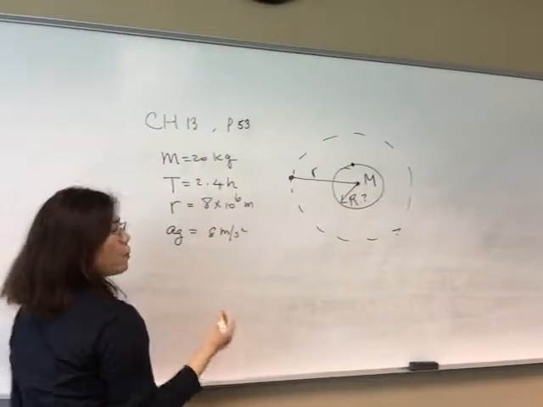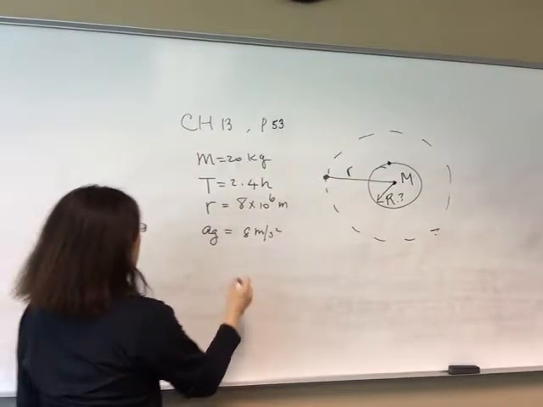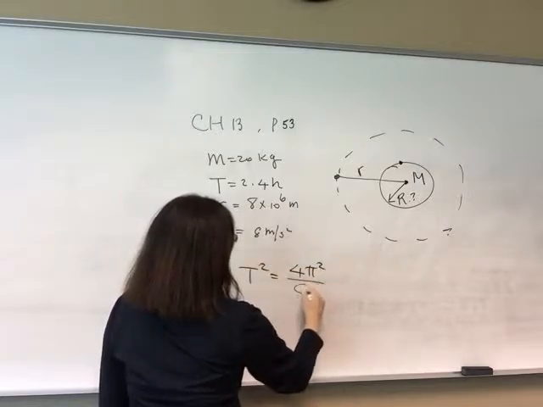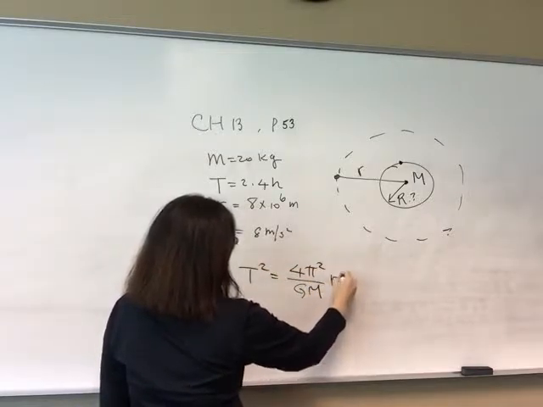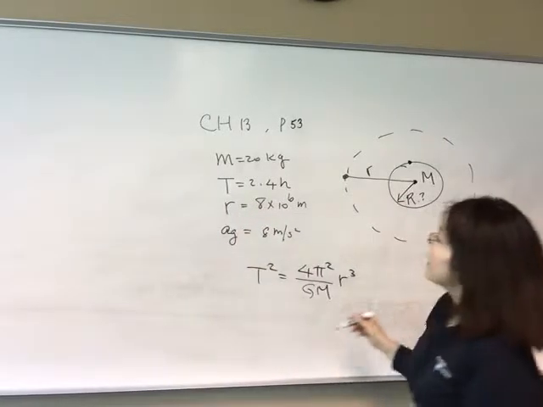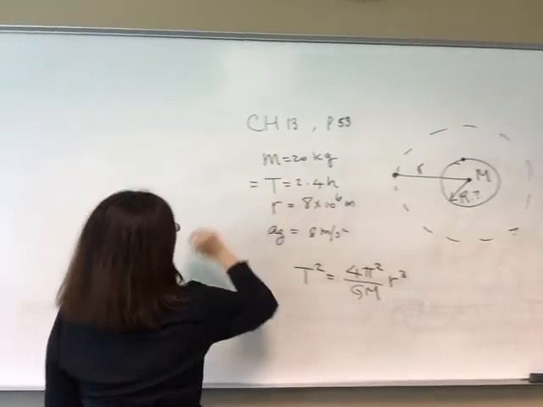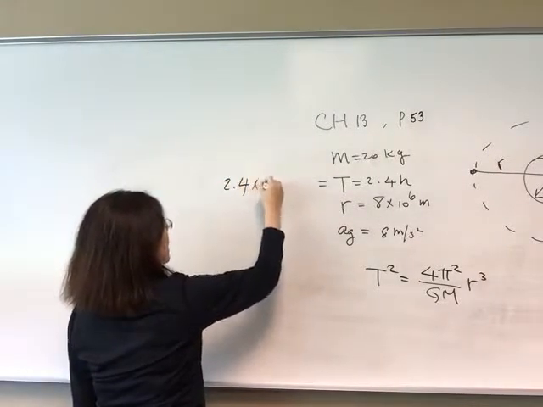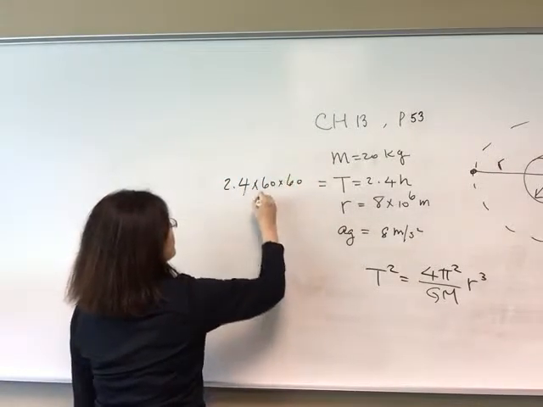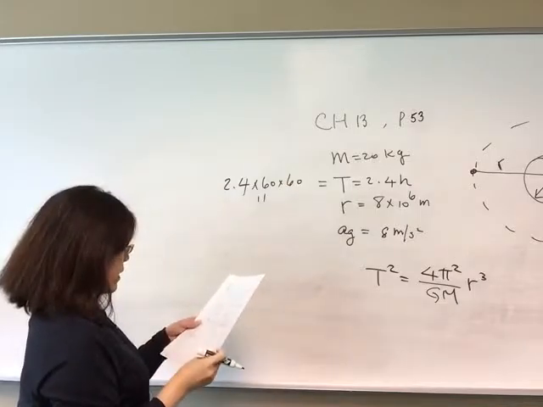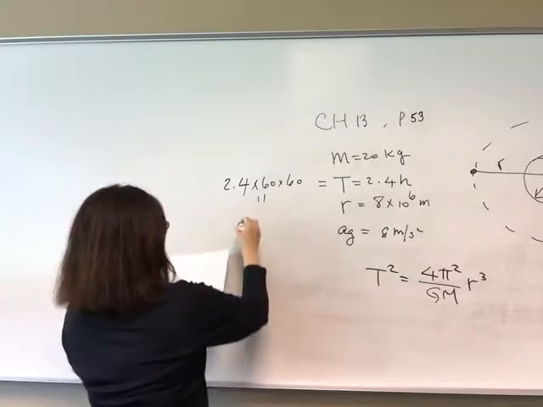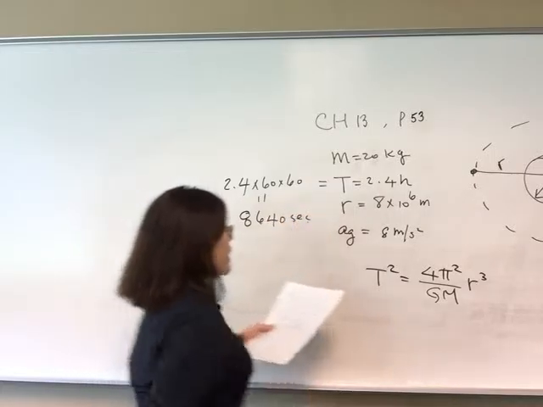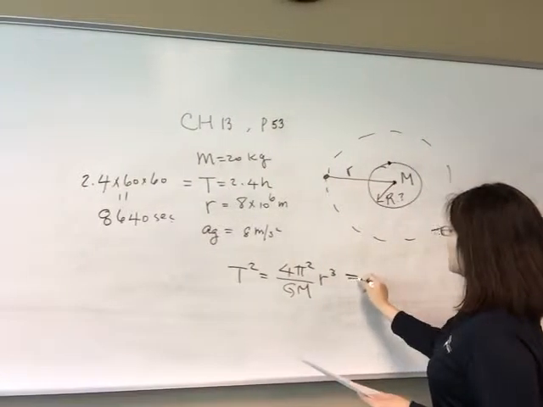So let's do that. First of all, apply Kepler's law. T squared equals 4 pi squared over GM, times R cubed. The 2.4 hours needs to be converted to seconds, so 60, 60. So you should have 8640 seconds. Once you have that, we can plug into this equation.